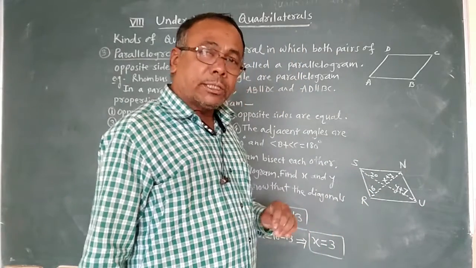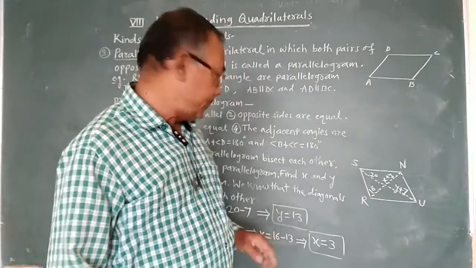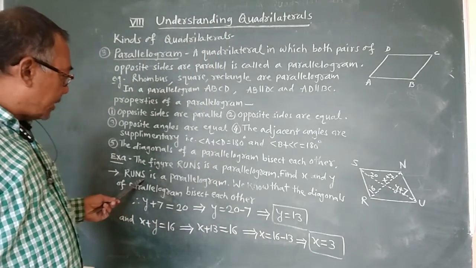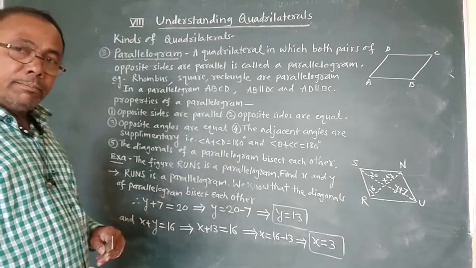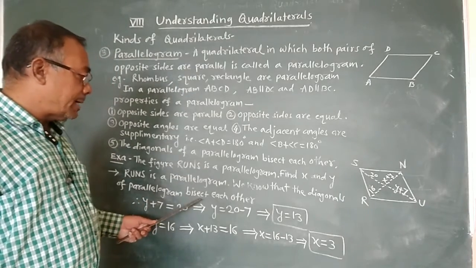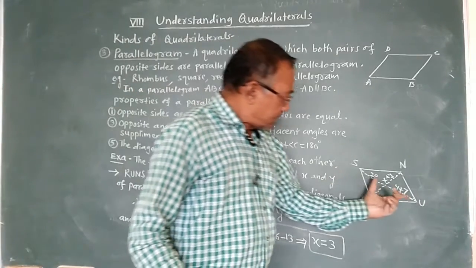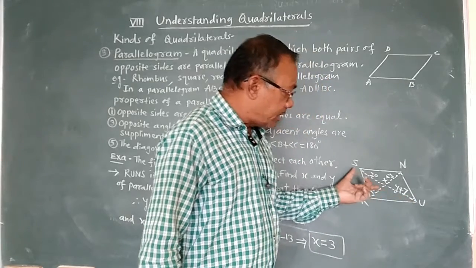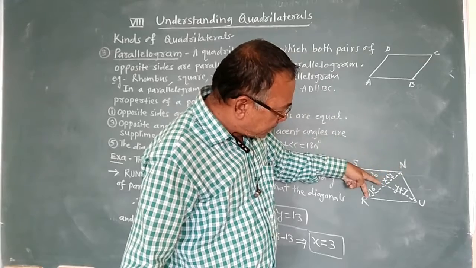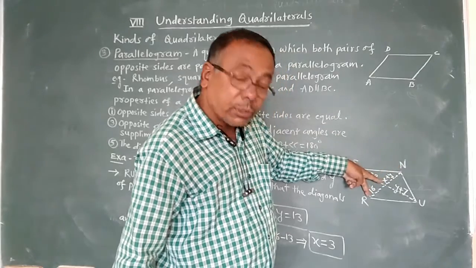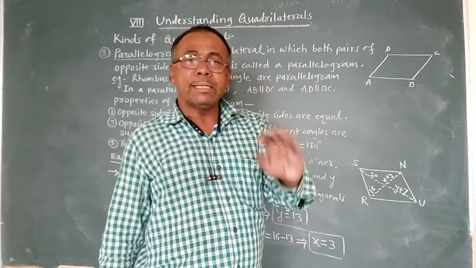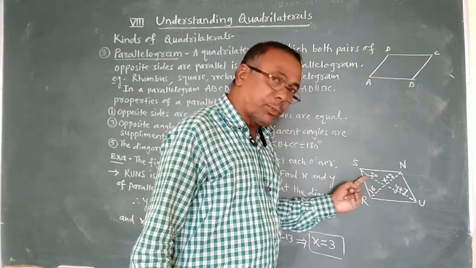Now to solve this example, or to find the values of x and y, here we have to write that RUNS is a parallelogram. We know that the diagonals of a parallelogram bisect each other. Means y plus 7 is equal to 20. Similarly, x plus y is equal to 16. Means both the values are equal, because we know the property that the diagonals of the parallelogram bisect each other, and therefore y plus 7 is equal to 20.